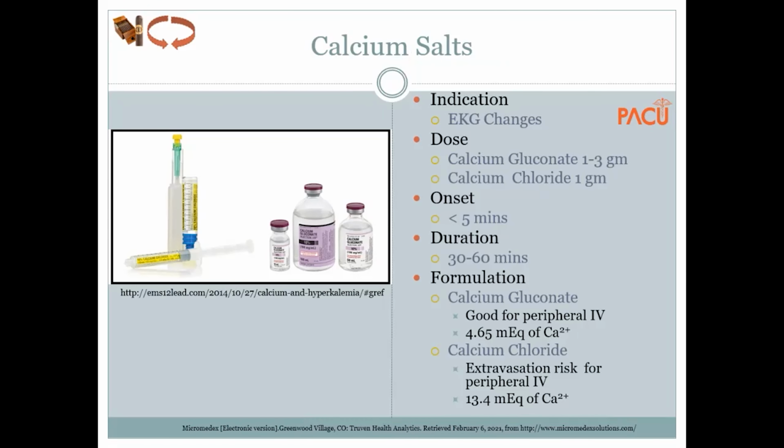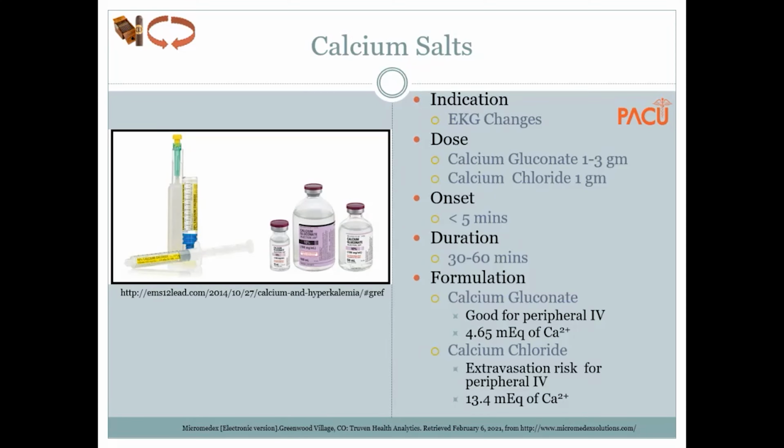So overall, wrapping ourselves around calcium salts, we know the indication is EKG changes by itself. The dose is going to be anywhere from 1 to 3 grams of calcium gluconate or 1 gram of calcium chloride. The onset is rather immediate, less than 5 minutes, with duration ranging anywhere from 30 to 60 minutes. Some key things to look out for are the different formulations, and depending on that, you will have access to it at your institution, whether it's going to be in the code card or in your automatic dispense cabinet.